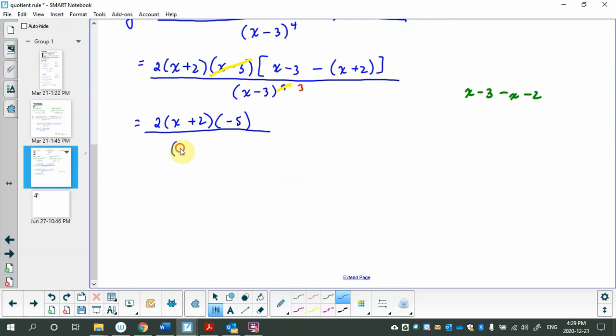And the unfortunate part about this answer is I need one more line because I've got monomials to collect. 2 times negative 5 is negative 10 over times x plus 2 over x minus 3 squared. So we'll leave it at that. That's the slope of the tangent, or the formula for the slope of the tangent.